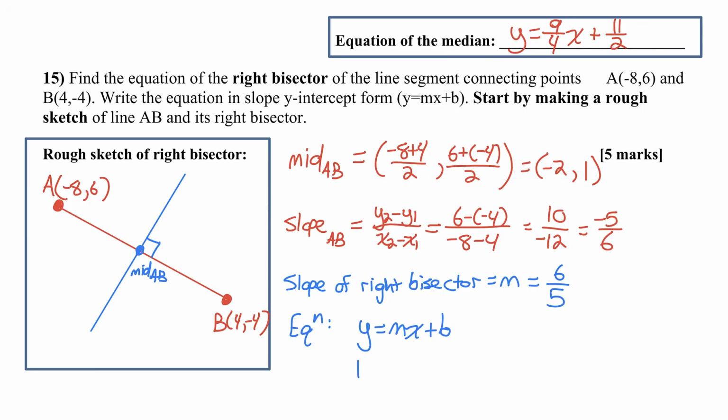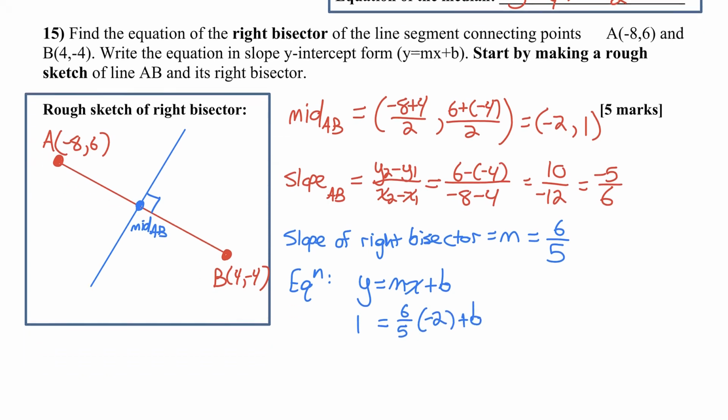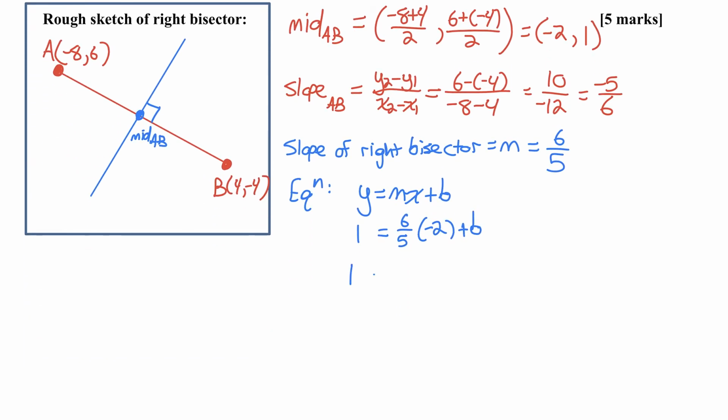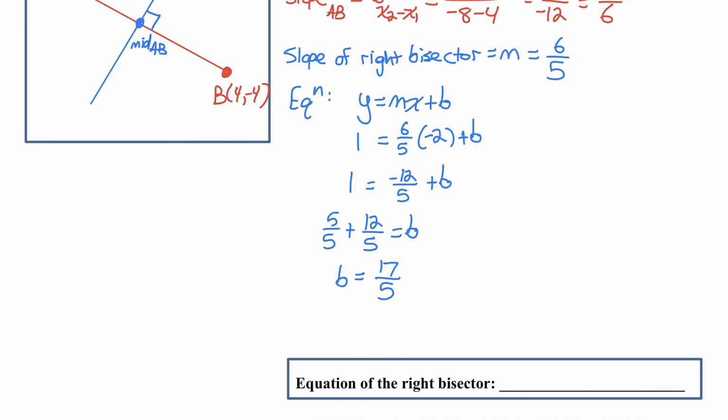So I would have 1 equals 6 over 5 times x, which is negative 2, plus b. If I rearrange and solve this for b, I have 1 equals negative 12 over 5 plus b. So 5 over 5 plus 12 over 5 gives me a b value of 17 over 5. So the final equation would be y equals 6 over 5x plus 17 over 5.